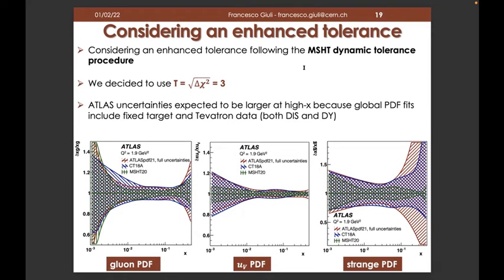And here you can see for the gluon, the u valence, and the strange PDF, respectively on the left, middle, and right-hand side, how the uncertainty on the ATLAS PDF fit looks compared to the one from CT18A and MSHT. As you can see, at low x, we have a pretty nice agreement with these two global fitters, while of course, as regards the uncertainty at high x, particularly visible for the gluon and the s bar, the ATLAS uncertainties are expected to be larger because we don't include fixed target or Tevatron data, which are included in the other global PDF fits.